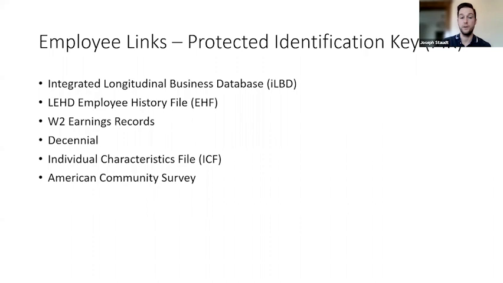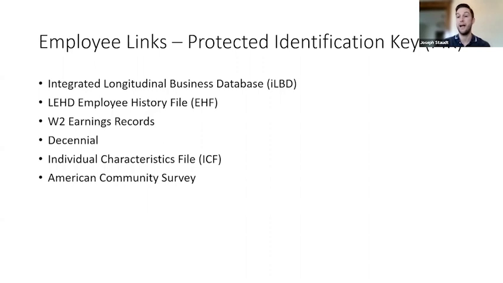In addition to earnings data, you can link the Umetrix individuals to demographic data. This can be done using the decennial census or the individual characteristics file, or ICF. So the ICF is part of the LEHD infrastructure, and you're going to get information like gender, ethnicity, race, date of birth, place of birth, that sort of information. It's based on a variety of information, but the main input to creating the individual characteristics file is the Social Security master file.